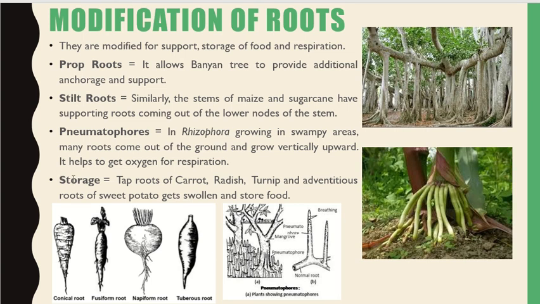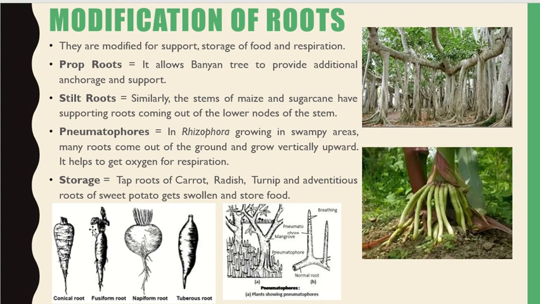So the next modification is for storage. There are multiple storage examples, like the taproots of carrot, radish, turnip, and the adventitious roots of sweet potato, in which they get swollen and store food. So this is an example of a conical root. This is carrot, and this is an example of a conical root.